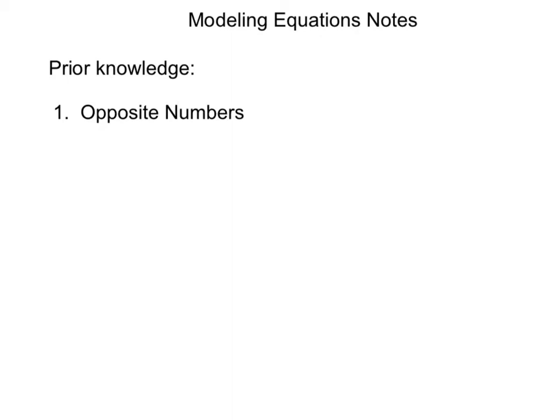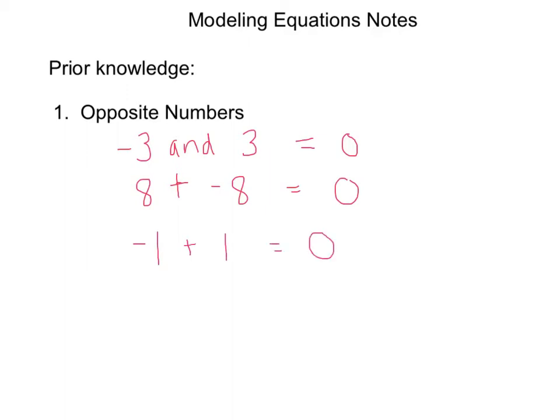So we've talked about opposite numbers, for example, being -3 and 3. These are opposite numbers because they cancel each other out. So if I take -3 and I add a +3 to it, I know that I'm going to get 0. If I start with a +8 and I add -8 to it, I'm going to get 0. If I take -1 and I add its opposite of +1, I get 0.